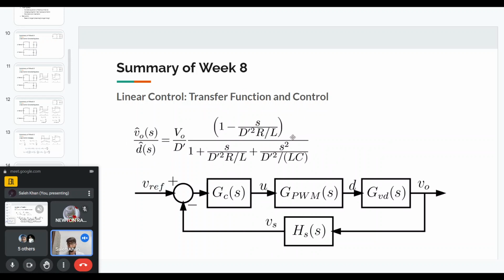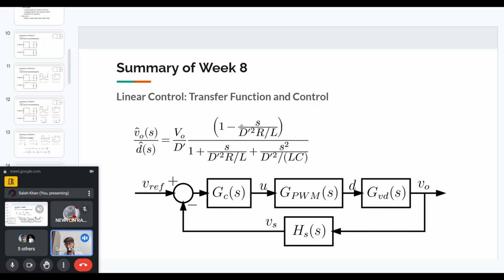For an ideal boost converter, this is the transfer function. This is called the control to output transfer function. The control is the duty and the output is the output voltage. This is the control to output transfer function for an ideal boost converter.